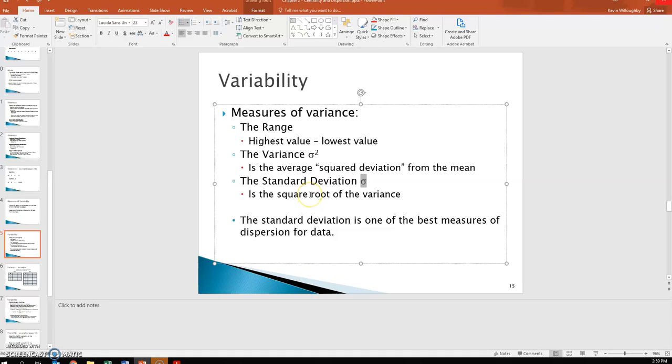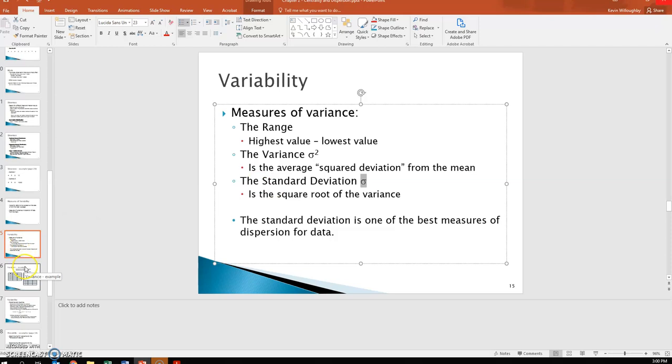So when we are calculating the variance or the standard deviation, we first have to find the variance when we are doing the calculations on paper. And the standard deviation is one of the best measures of dispersion for the data. This measure is something that we will talk about in later chapters 6, 7, and 8 as well.